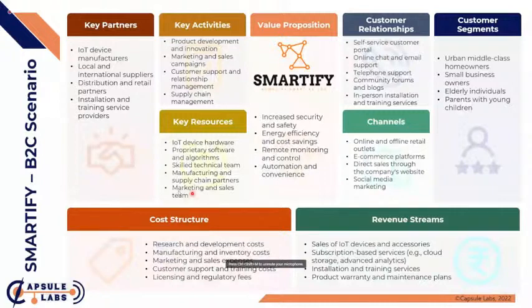So, what are the activities that it will be doing? Well, it will be allocating a team for product development. So it's got a product development and innovation team. It's got to run campaigns so that the customers are aware of its products. It's got to have a customer support and relationship process. Right? It's got to have a supply chain management process so that the products are reaching the customers on time.